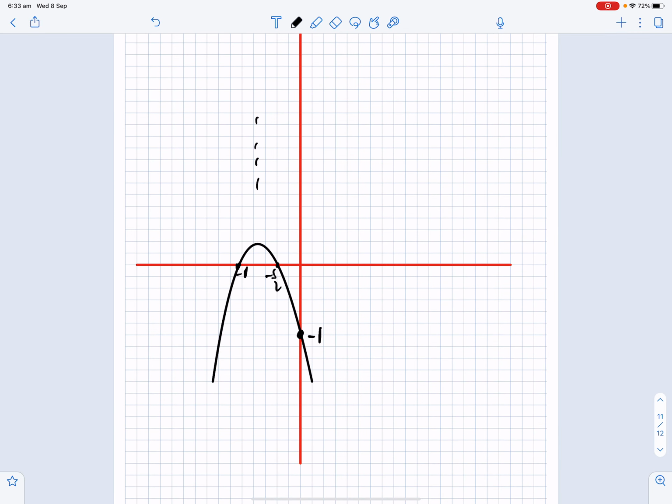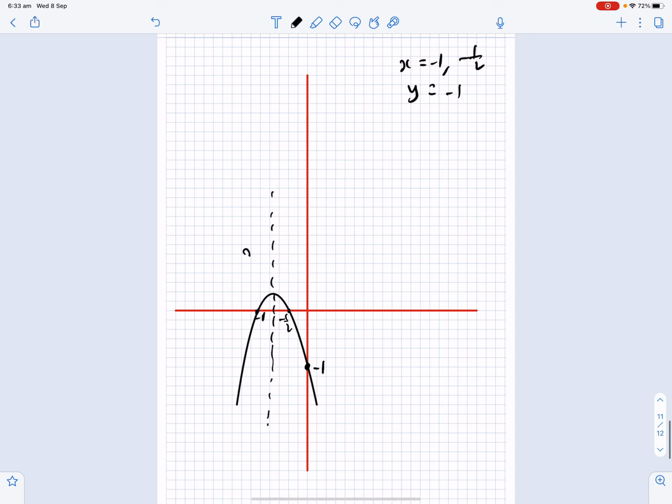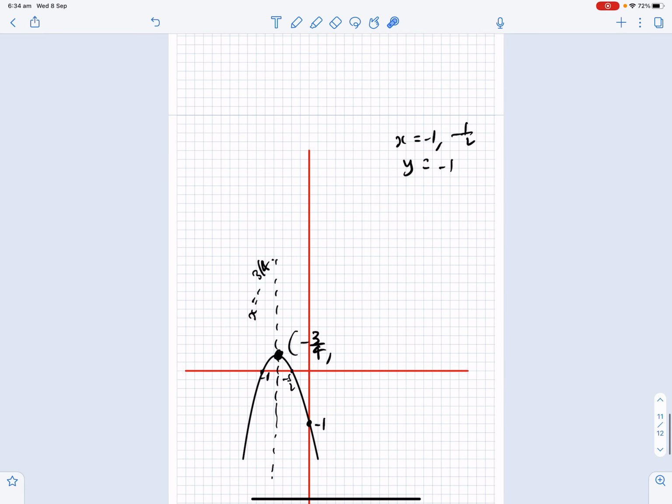And your axis of symmetry is at x is equal to minus 3/4. And your vertex is minus 3/4, comma, whatever your answer was for this question over whatever your calculation was over here. Alright, so that's pretty much done. So the only way they can complicate these questions is by making the numbers a bit more difficult.